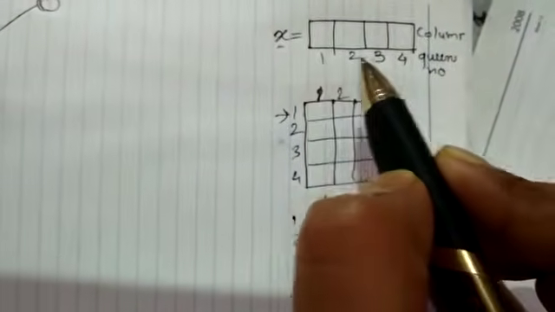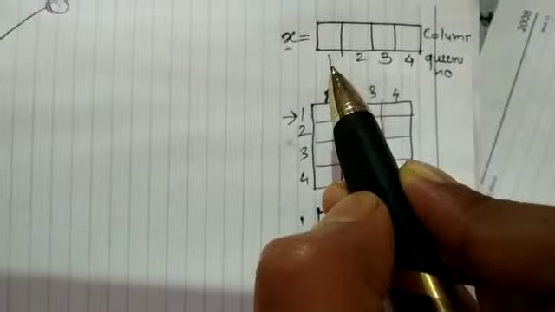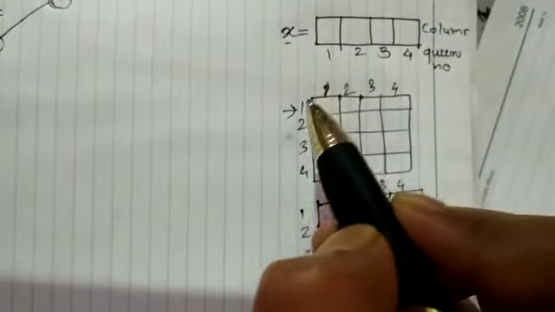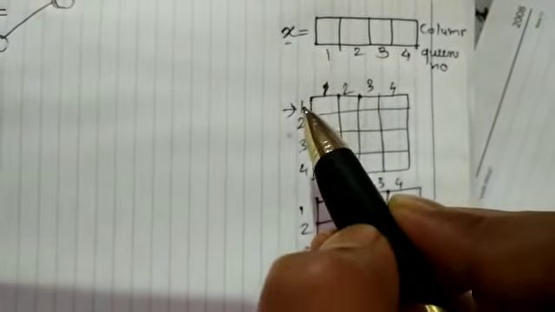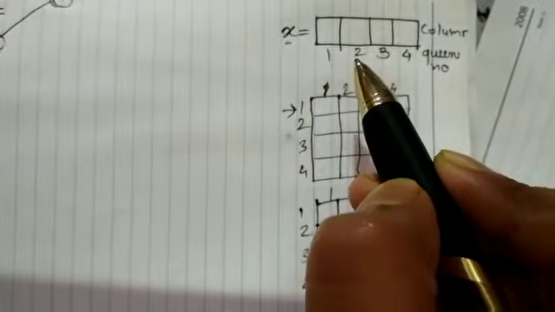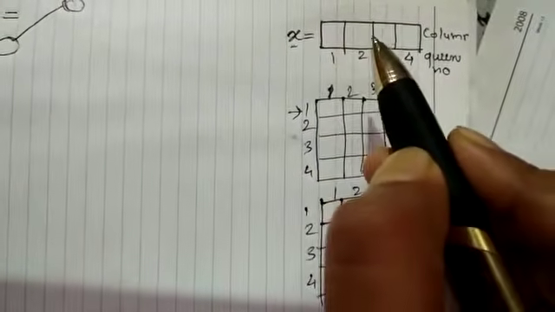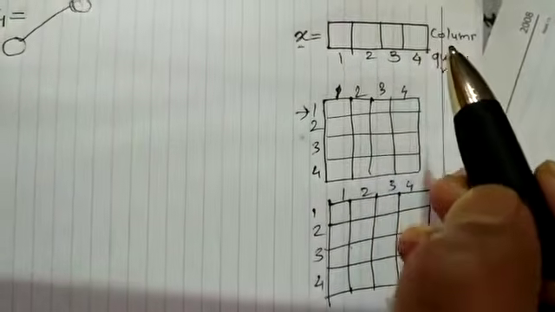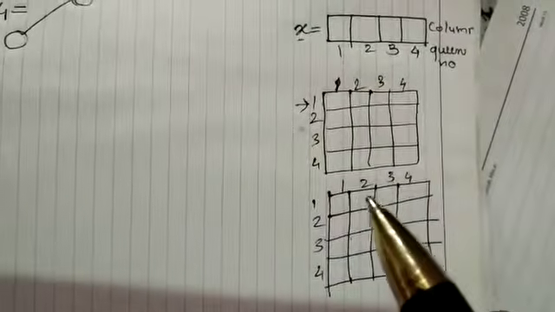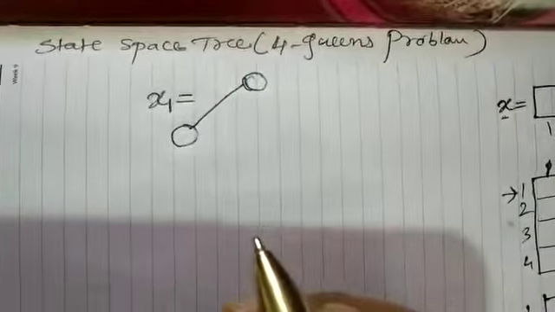Now why solution vector is written in this way? Because we have already assumed that the queen 1 will be placed in row 1 only. Queen 2 will be placed in row 2, queen 3 in row 3, and queen 4 in row 4. So in solution vector we just need to write down the corresponding columns. Here I have taken two 4x4 chessboards in order to explain the working of space tree. Now let us start with the generation of a state space tree.